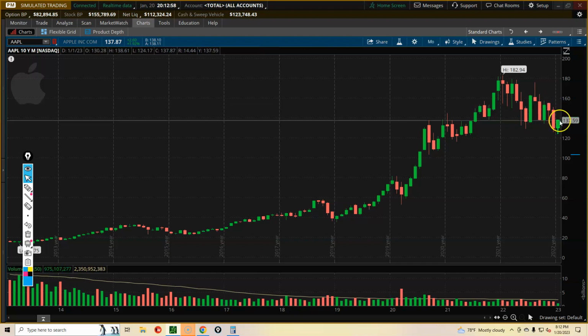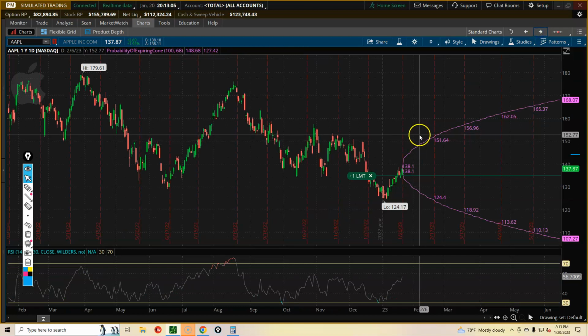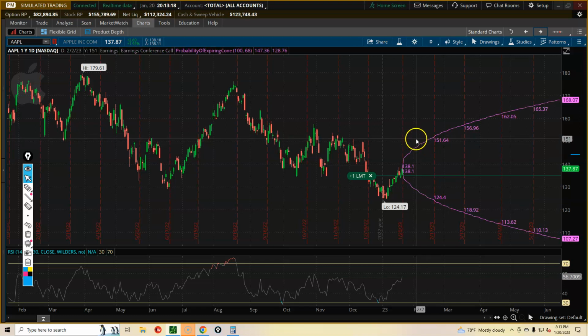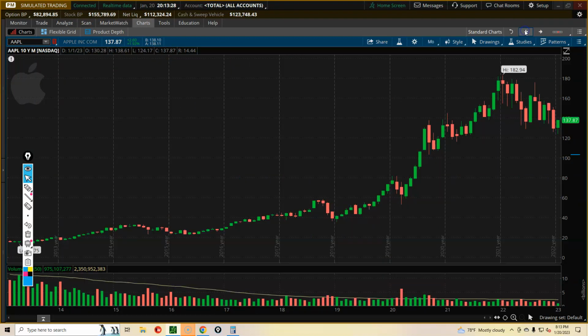So I see how on the cone of probability, at this date, on the 3rd, 150 is lying outside of the cone of probability, but it's close. And sometimes that's how I like to do it, is just try to have it right outside of the cone of probability. So going back, looking at the monthly.